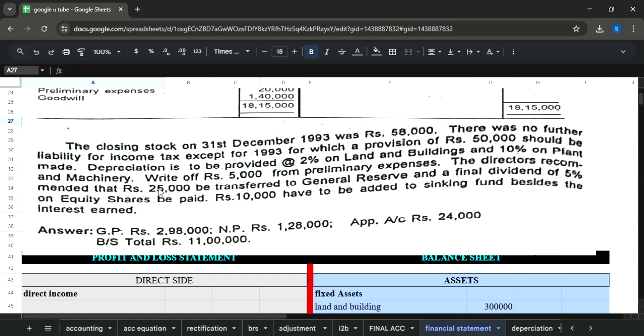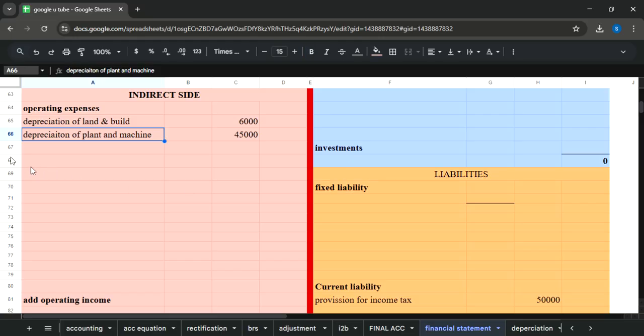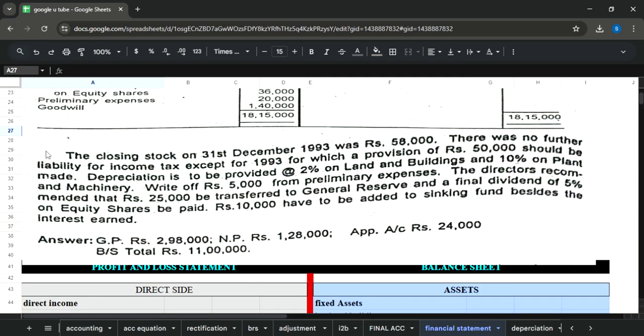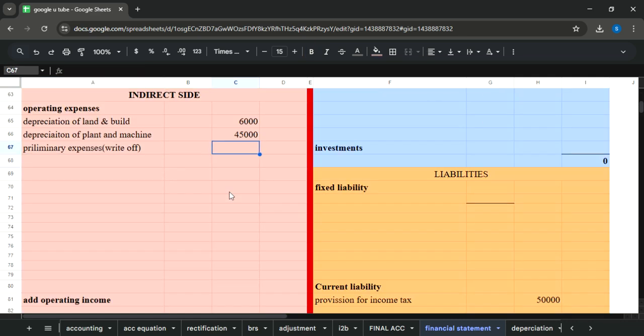Now next is write off 5,000 from preliminary expenses. Again we will go to operating expenses, and here preliminary expenses would be mentioned, written off directly. We are asked to write off 5,000 from preliminary expenses. So here 5,000 would be written, and next we will go to the current asset side.